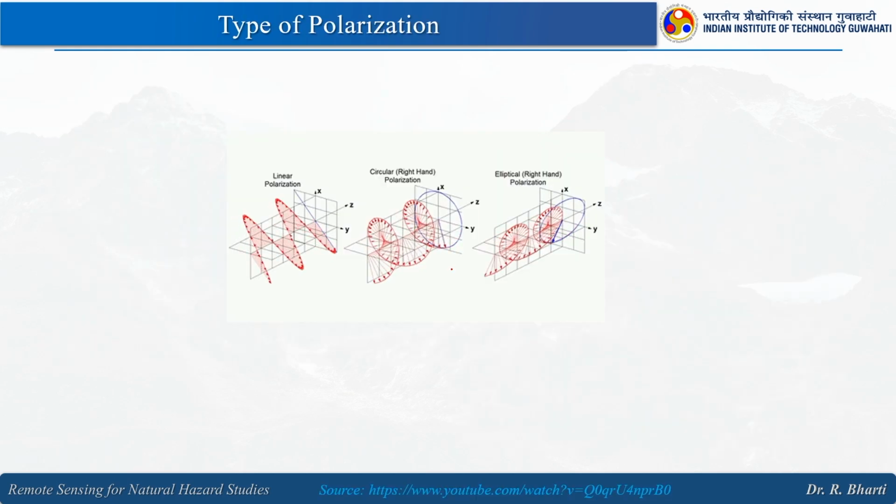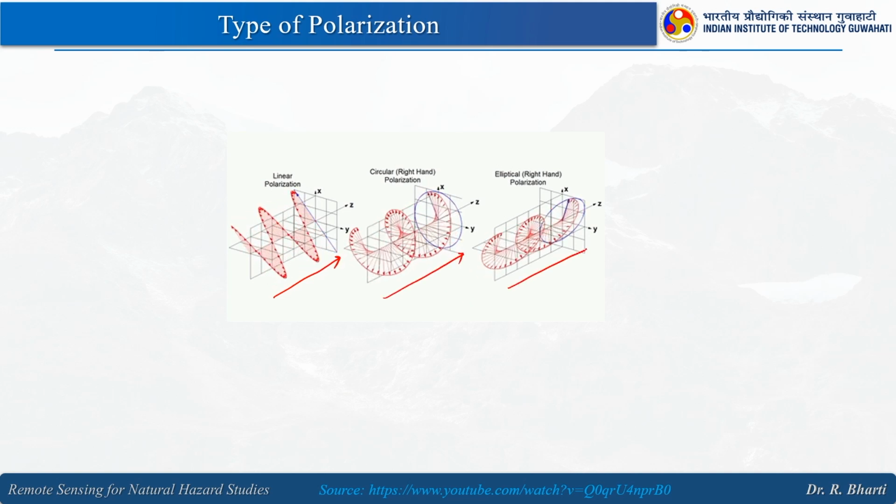So, this is what I was mentioning, linear, circular and elliptical. Here you can see the linear polarization, how it is behaving, the circular one and the elliptical one, right, in x, y and z direction.